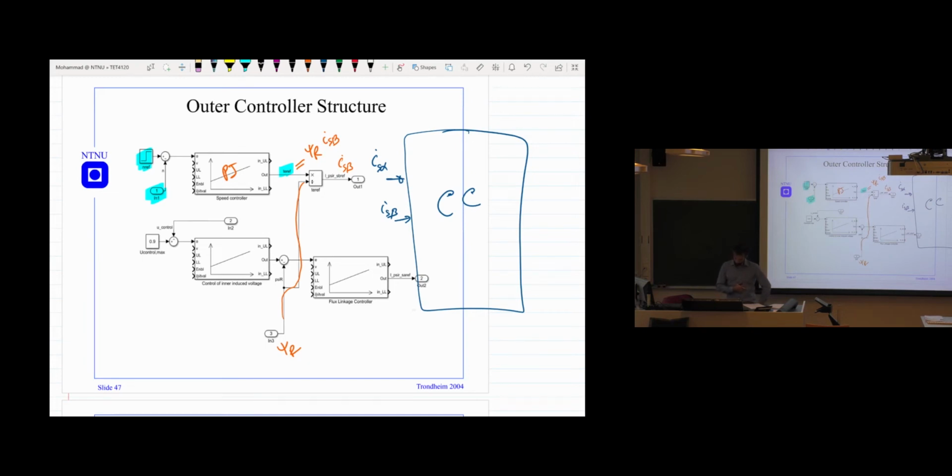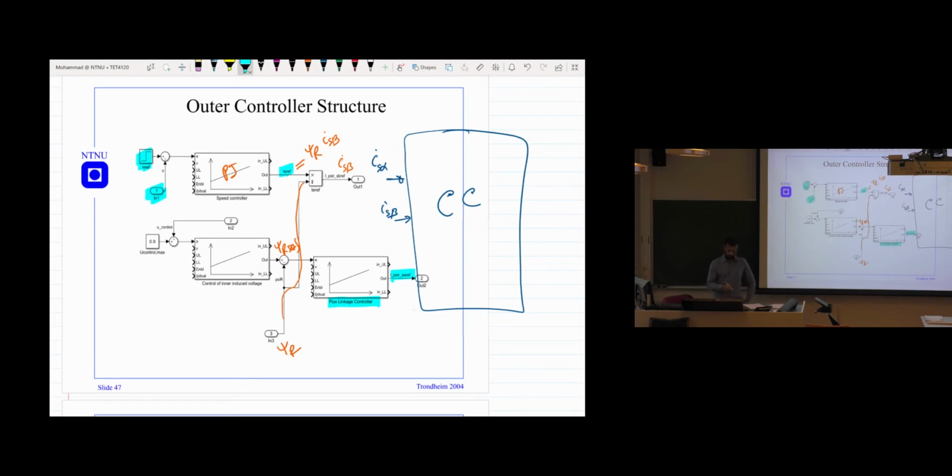And then how to generate the alpha component of the current? In order to generate the alpha component of the current, we check the flux reference that we want. This is the rotor flux reference that we want. Once we have the rotor flux reference, we can pass it through a controller. This is a flux controller. It's another PI controller. We have the flux reference, and we also have the estimated or measured flux. Then we can calculate the alpha component of the current. So we have one flux controller.